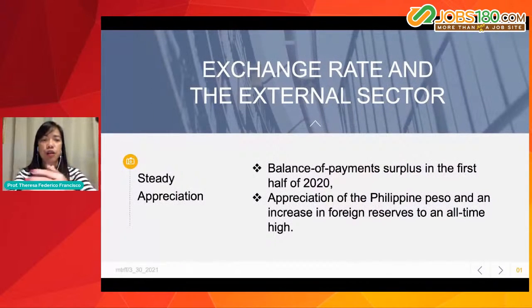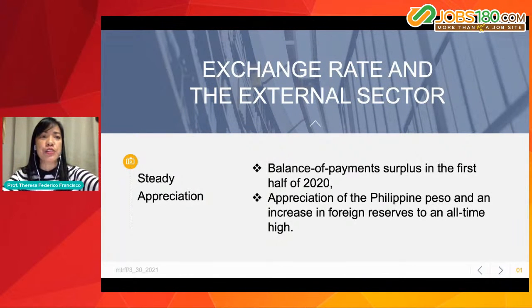Let's take a look at the exchange rate and external sector. A significantly lower trade deficit led to a balance of payments surplus in the first half of 2020, which contributed to the appreciation of the Philippine peso and an increase in foreign reserves to an all-time high. Later, I will tell you why that is.